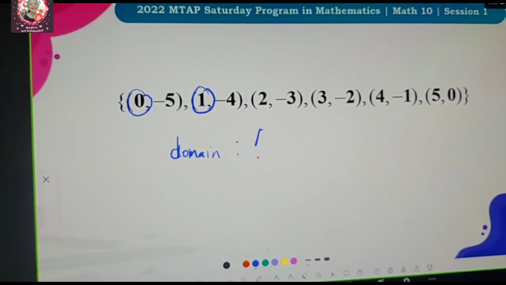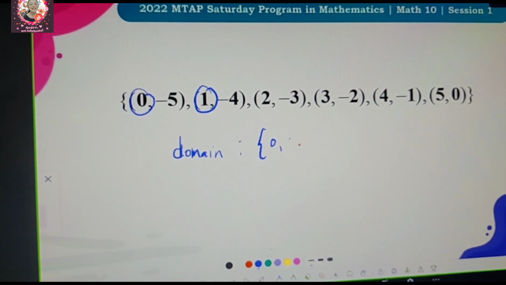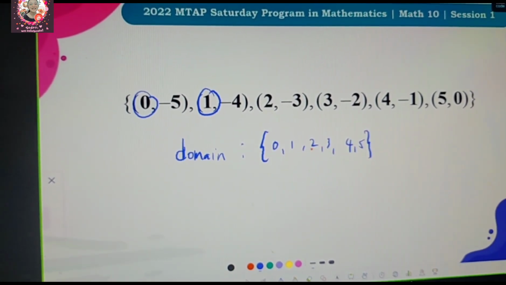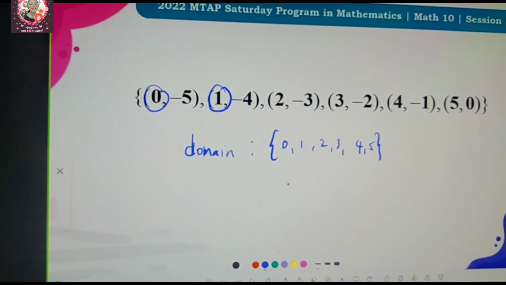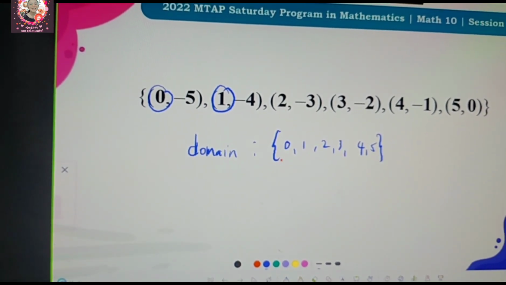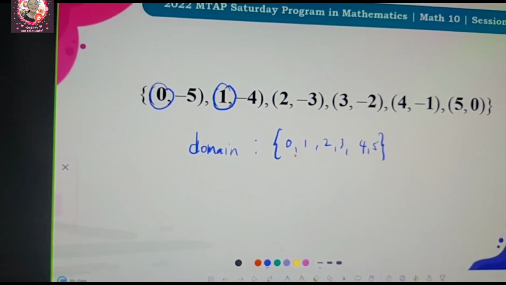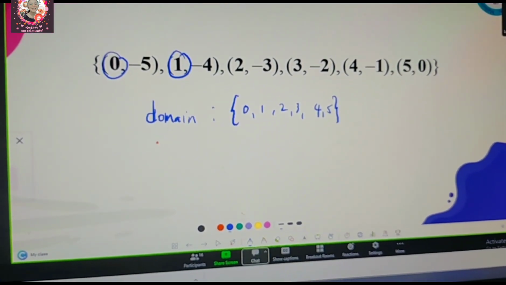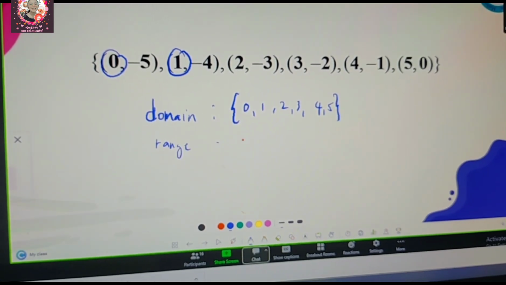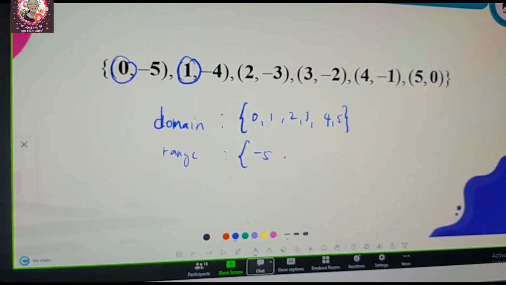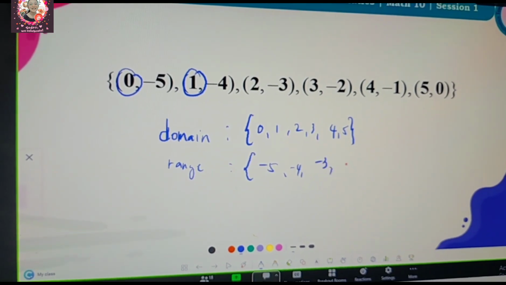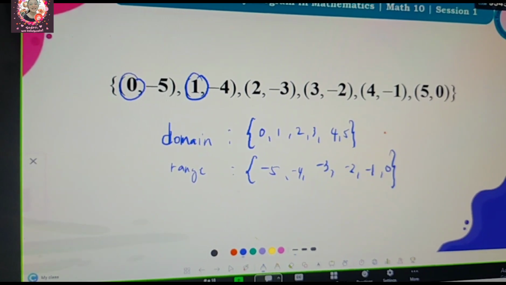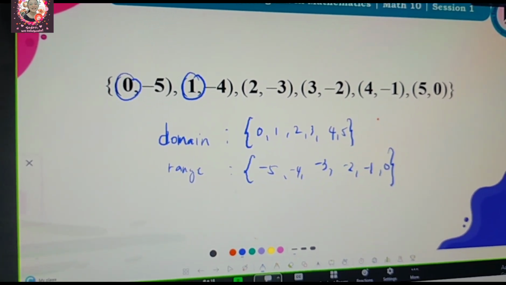So, dito, ang domain natin is the set containing 0, 1, 2, 3, 4, and 5. And since hindi na-ulit yung elements natin, hindi siya naka-pair up to more than one element sa output, therefore, the example is a function. So, yung range naman natin is the set containing negative 5, negative 4, negative 3, negative 2, negative 1, 0. So that's how it looks for the domain and the range.